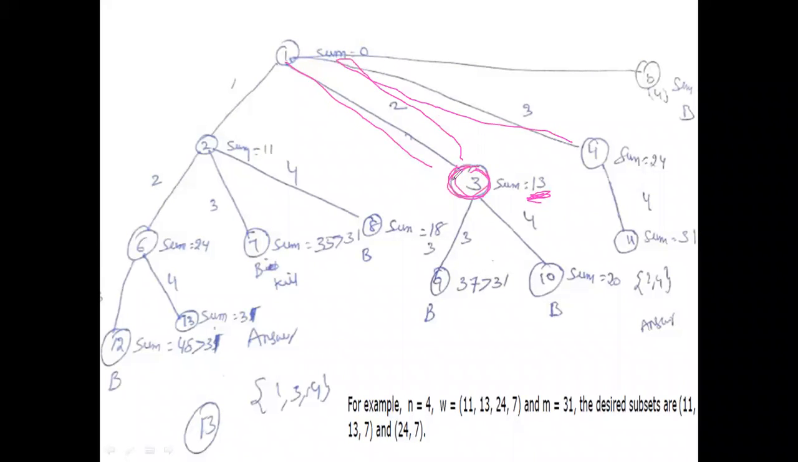Now the child node is the third node. The third node first generates its first child, the ninth node, which represents 2 comma 3. The sum of 2 comma 3 is 37, which is greater than 31. It does not satisfy the criteria function, so the ninth node is killed.